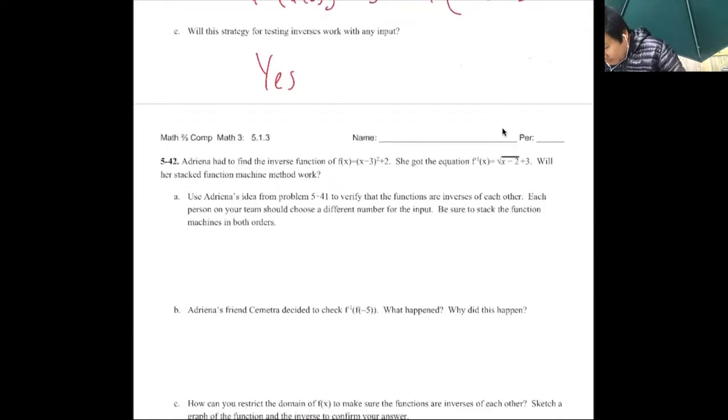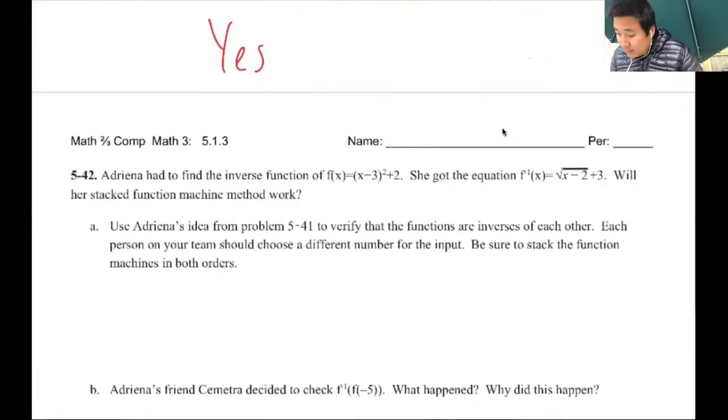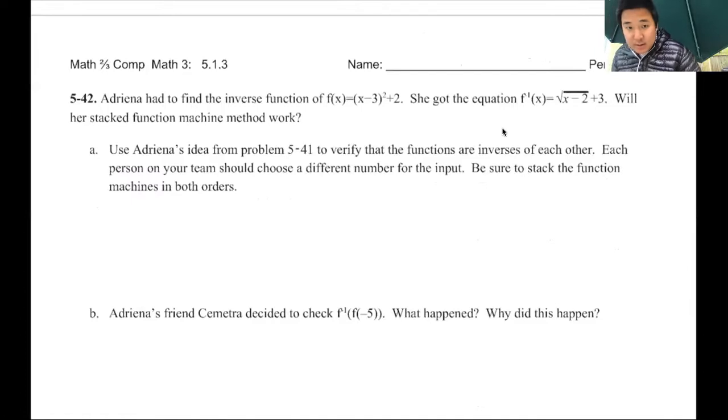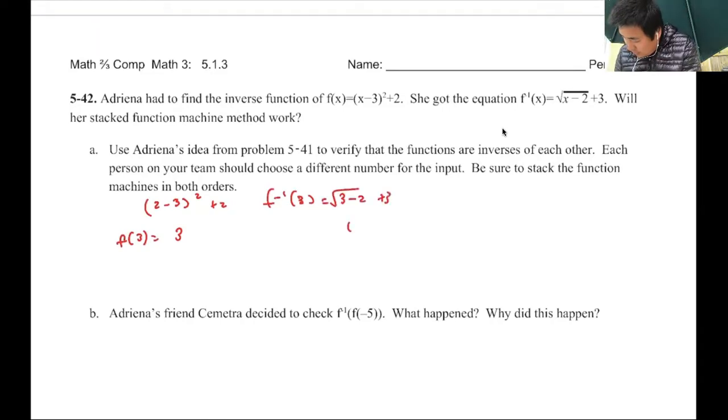And try to find the inverse of the following function. Show the equation below. Will our stacked function machine method work? So let's plug in -5. -1 cubed, -1, that's squared. -1 squared is 1, plus 2 is 3. So f of 3 equals 3. And then I take 3 and plug it in here, which equals 3 minus 2, square root plus 3. So 1 plus 3 equals 4. Does not work.